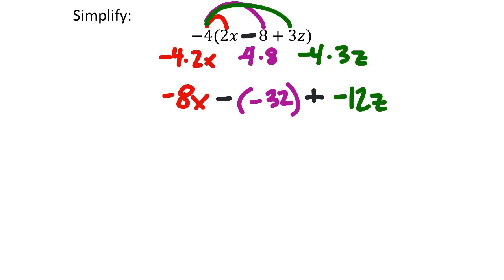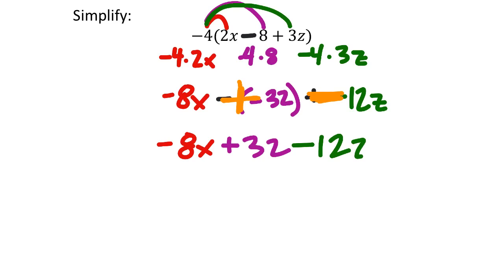Now, this is pretty good. Like, this is mostly simplified. But if you were to type this in as an answer on either the quiz or the homework, it's going to mark it incorrect. What they want you to do is fully simplify with the minus negatives and plus negative stuff. So remember, minus negative really makes that a plus sign right there. And then adding negatives is the same thing as subtraction. So this comes out as negative 8x plus 32 and then minus 12z.